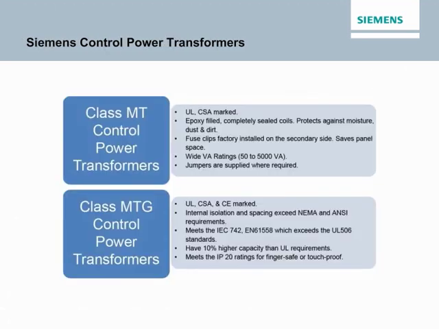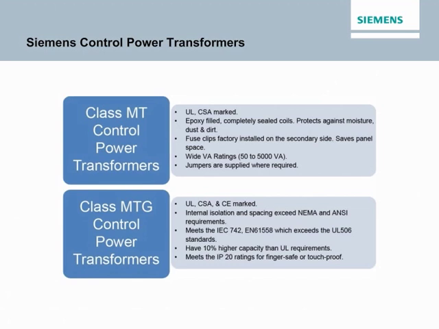Siemens class MT transformers are intended for domestic US applications and are available with maximum power ratings from 50 VA up to and including 5000 VA. Primary voltage is rated up to 600 volts, 50/60 Hz, and secondary voltage ratings range from 24 to 240 volts. These transformers are designed per NEMA ICS2 and are UL 506 listed and CSA certified.